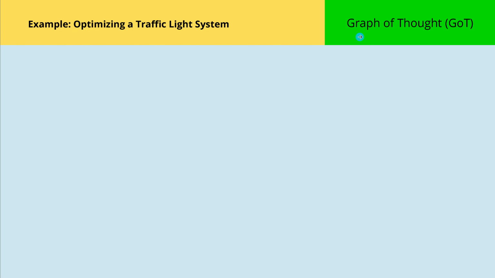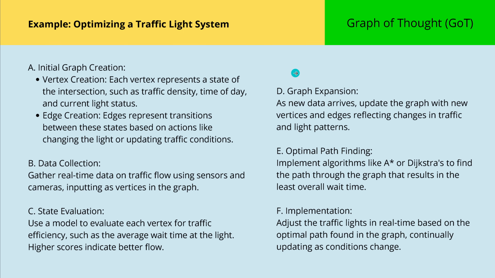To understand how it works, let's have a look at the graph of thought, and let's take an easy example. We want to optimize a traffic light system in a city that is polluted. So what happens now in this methodology? At first we have to create the initial graph, the very first one. So we have a vertex creation phase, where each vertex represents a state of, for example, an intersection, or a traffic density, the time of a day, current light status, whatever.